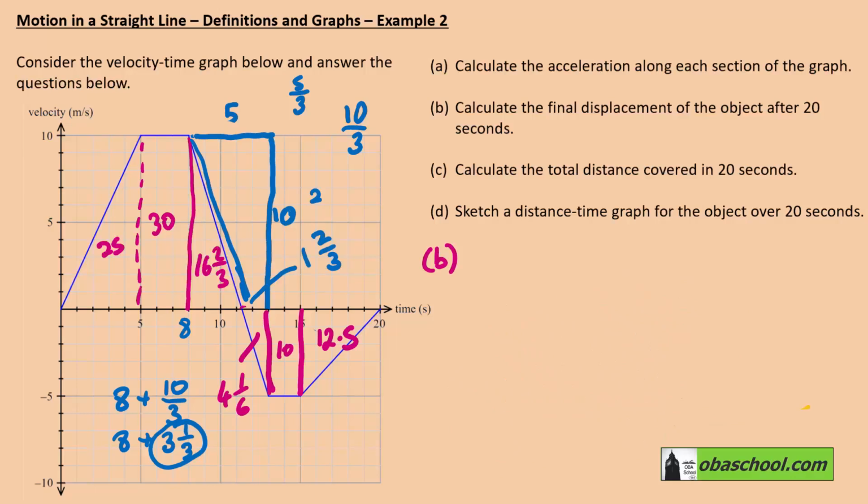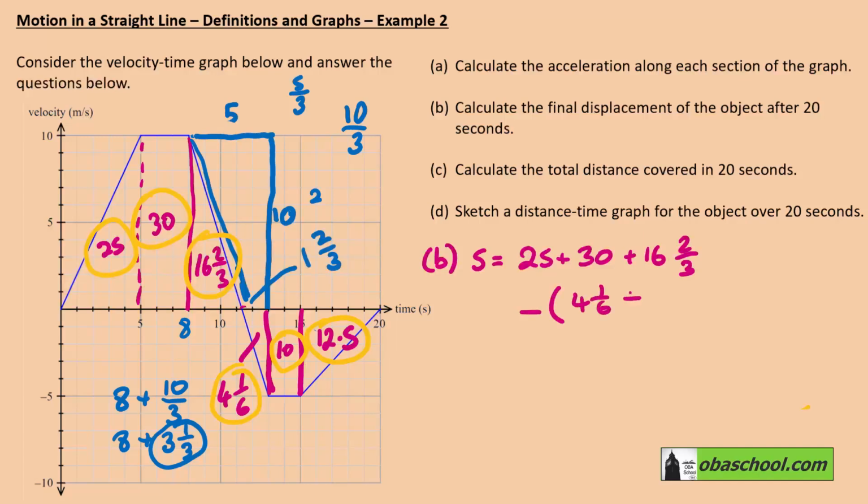Now the thing to remember is that all of the ones up here are while we're moving away. So all of those are going to be positive. All the ones below are when we're moving back. So the final displacement is going to be 25 plus 30 plus 16 2/3, take away 4 1/6, add 10, add 12.5.